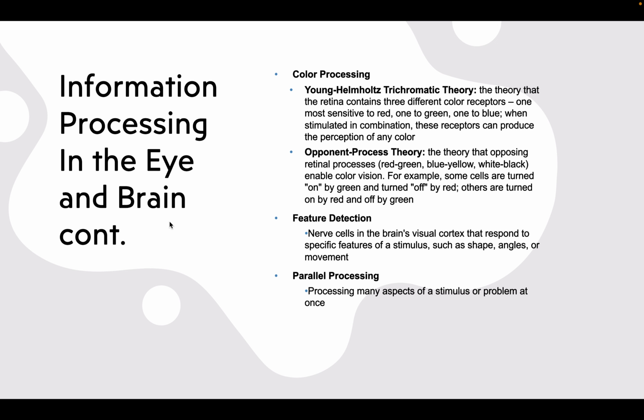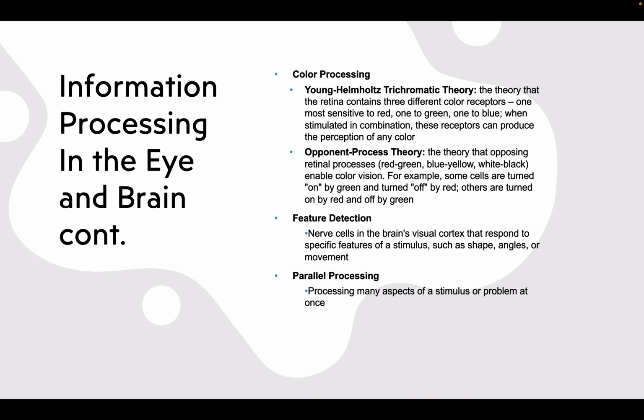Parallel processing is processing many aspects of a stimulus at once. So we do that by processing a scene's movement, form, depth, and color all at the same time, and then putting these together in order to create one image and one understanding of the image.